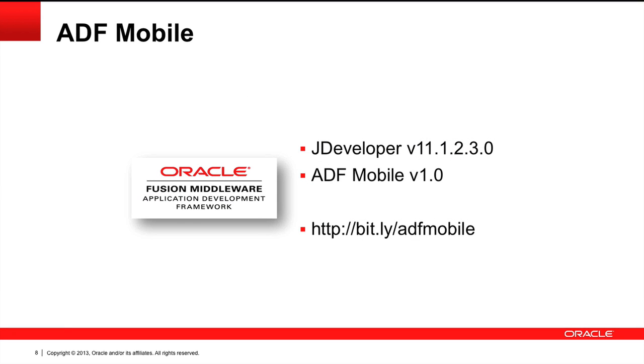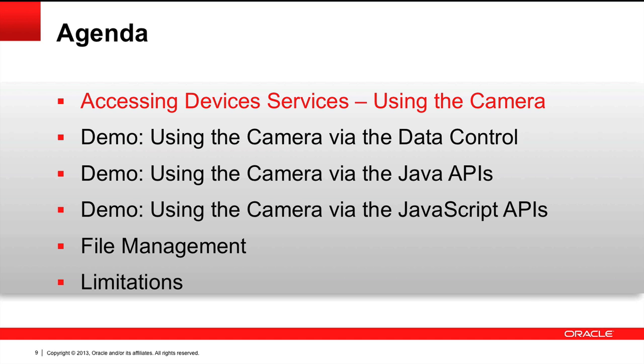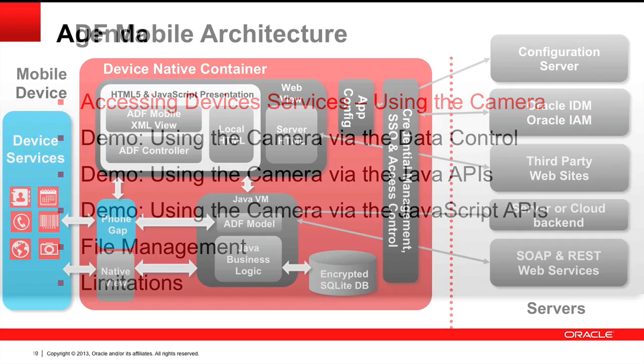So before we do a deep dive into using the camera with ADF Mobile, one of the things I need to make you aware of is that this presentation has been done in the context of the ADF Mobile version 1 release on JDeveloper 11.1.2.3.0. In the future there will be other releases of ADF Mobile, and obviously some of the features here may change, so make sure that you consult the ADF Mobile developer guidelines, which are available via this bit.ly link to the main ADF Mobile OTN page here. So now let's discuss in depth using the camera on ADF Mobile.